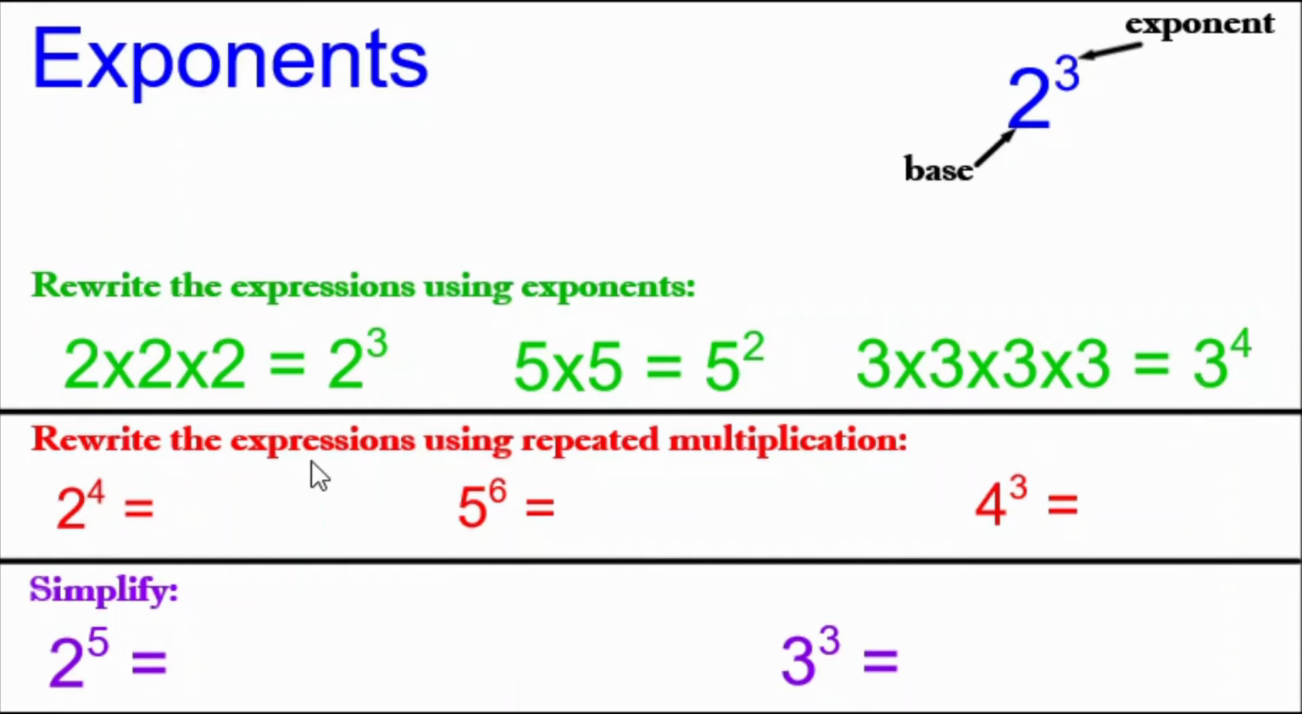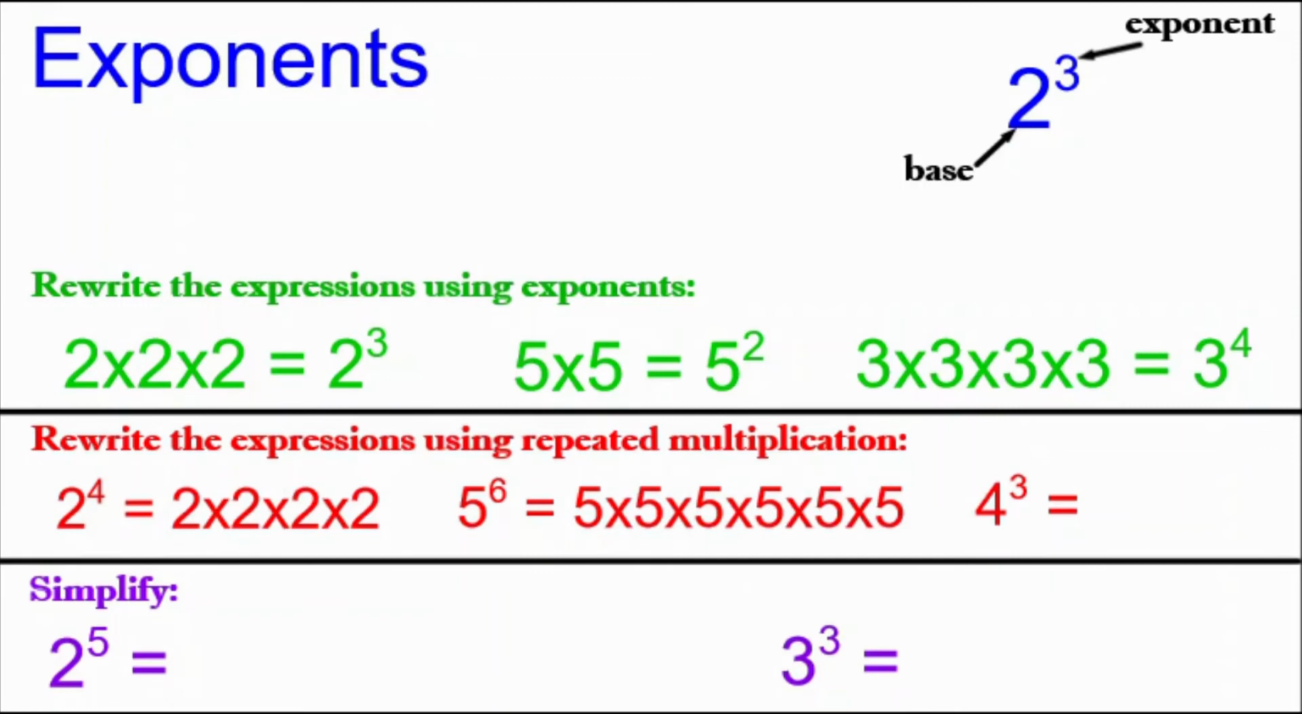Our second exercise is to rewrite the expression that is already written as a base and an exponent with repeated multiplication. So 2 to the power of 4 can be written as 2 times 2 times 2 times 2. 5 to the power of 6, we have 6 5's with multiplication symbols between them. 5 times 5 times 5 times 5 times 5 times 5. 4 to the power of 3 is 4 times 4 times 4.